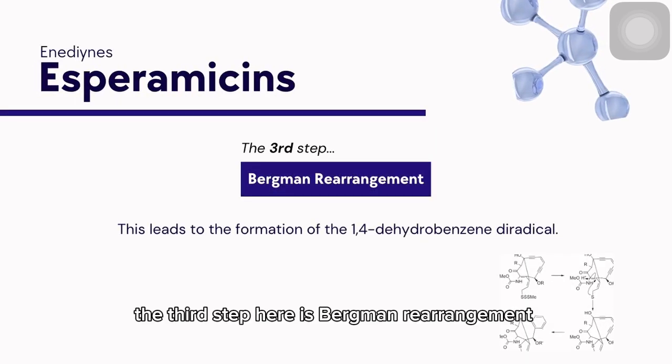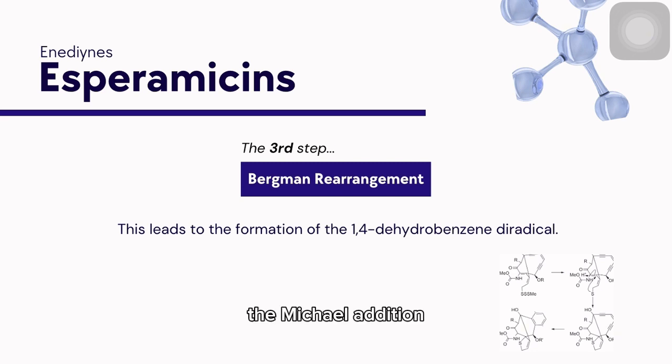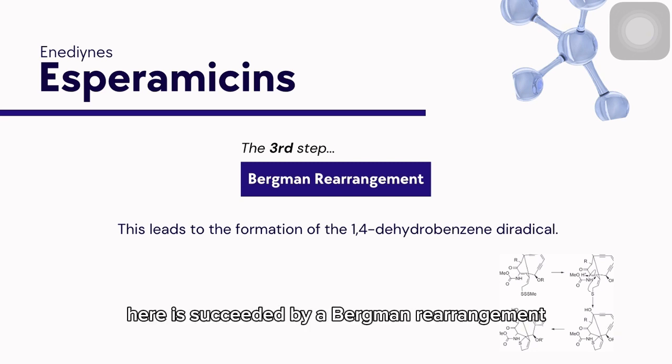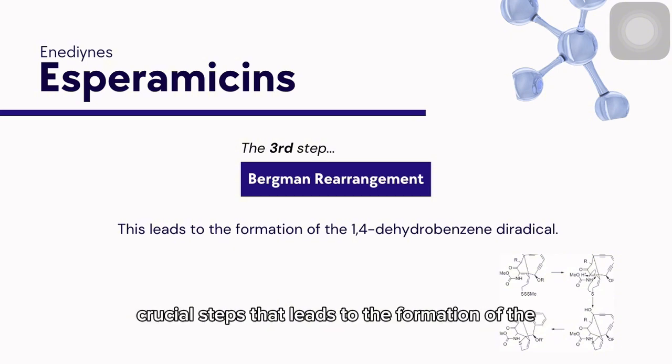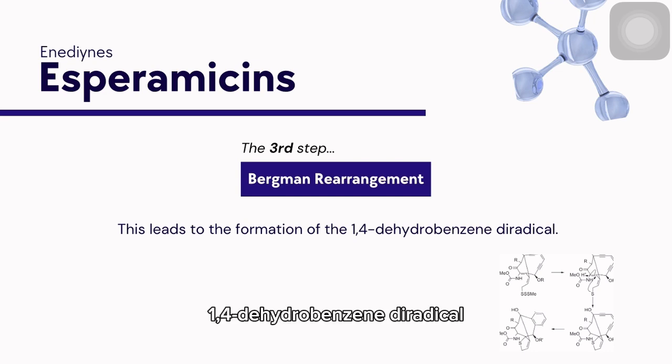The third step here is the Bergman rearrangement. The Michael addition here is succeeded by a rearrangement. This rearrangement is a crucial step that leads to the formation of the 1,4-dihydrobenzene diradical, which is the activated form of esperamicin. Take note of this.